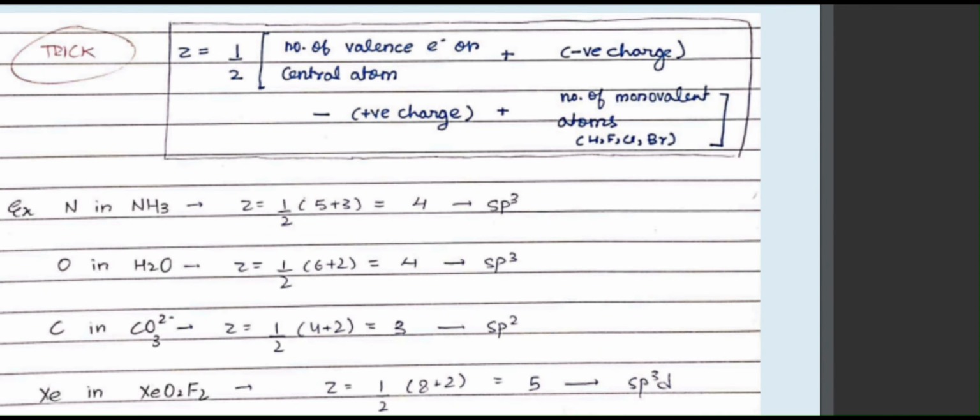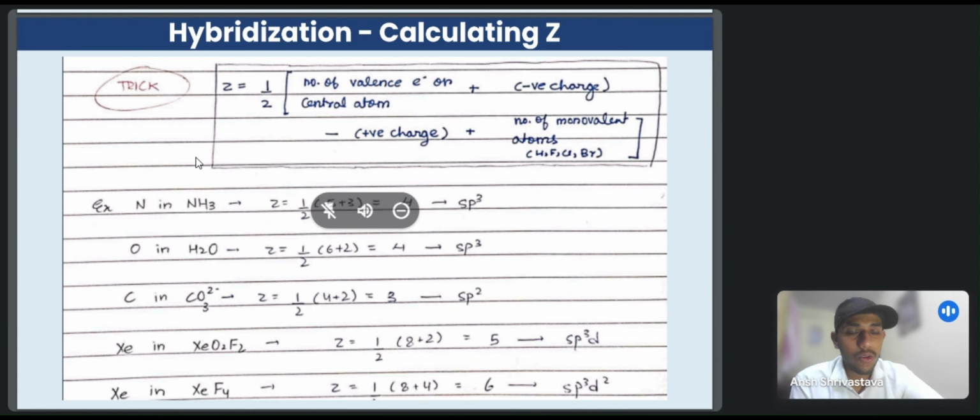Moving ahead to this trick. This is a shortcut trick which you can use to calculate the Z score more easily, and with this you do not need to draw the structure. The trick says that Z is equal to half of the number of valence electrons on the central atom plus negative charge minus positive charge plus the number of monovalent atoms: H, F, Cl or Br.